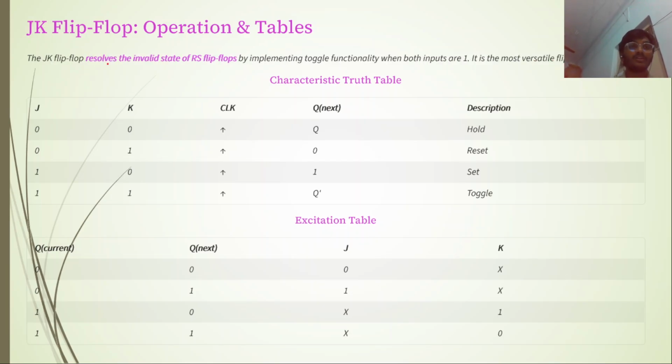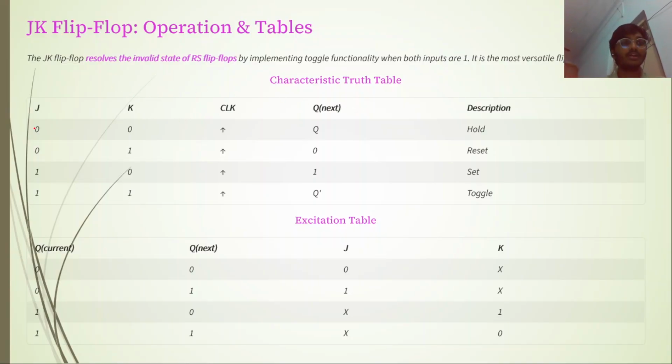JK flip-flop: here we can see the JK flip-flop operation. The JK flip-flop resolves the invalid state of the RS flip-flop by implementing the toggle function when both inputs are 1. It is a very versatile flip-flop.